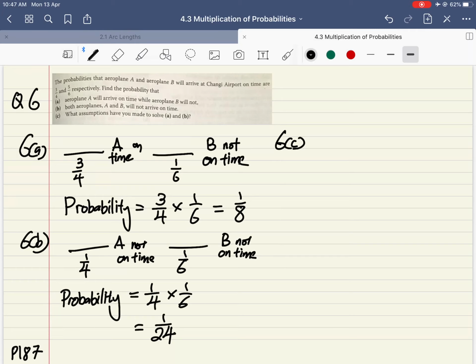Okay, what assumptions have I made to solve A and B? The assumption is that the probabilities don't affect each other. So what I say is that the arrival times are independent of each other.